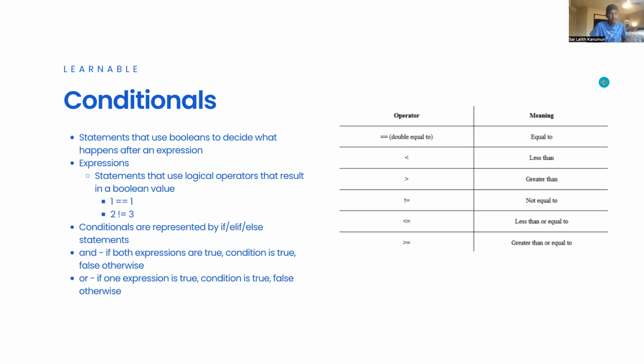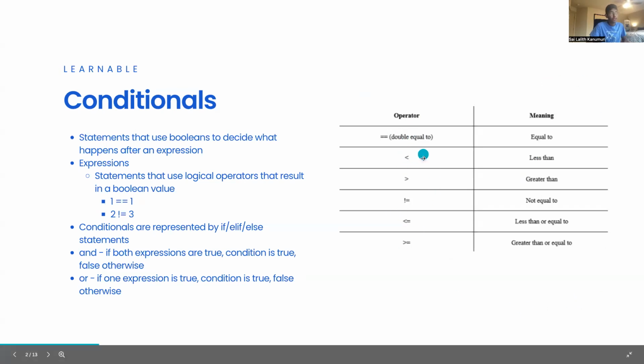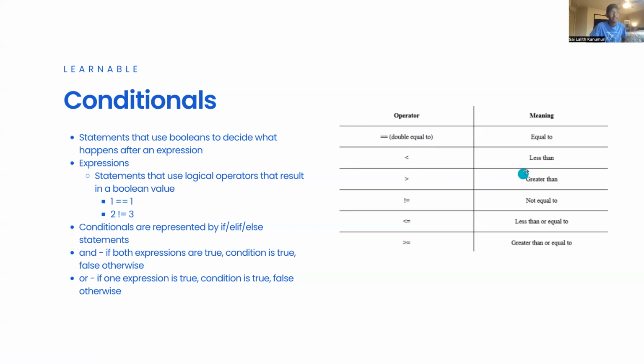Here are the operators and here are the meanings. For the operators, a double equal sign means equal to. But you may be asking why the normal equal sign cannot be used here. The normal equal sign is an assignment operator; for example, you use it to assign something. Over here, it's an equal to operator, so it checks if two values are equal to each other. That's why the normal equal sign cannot be used.